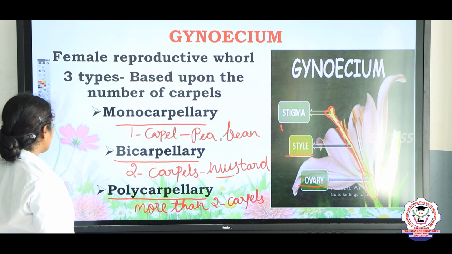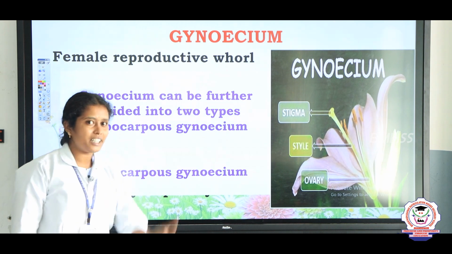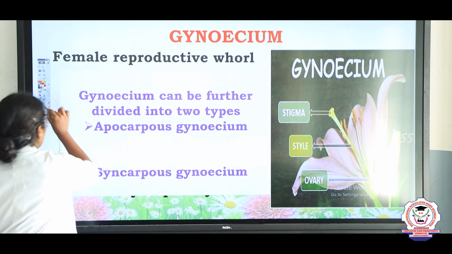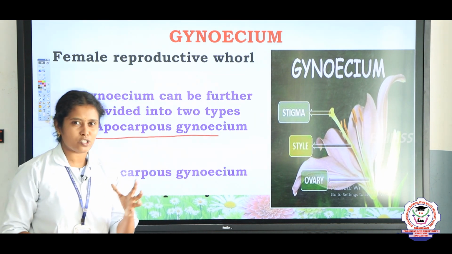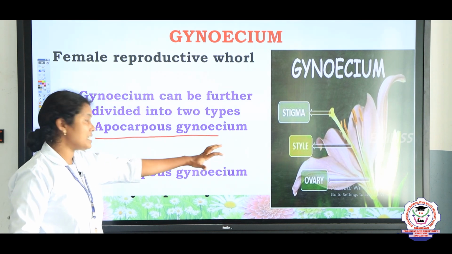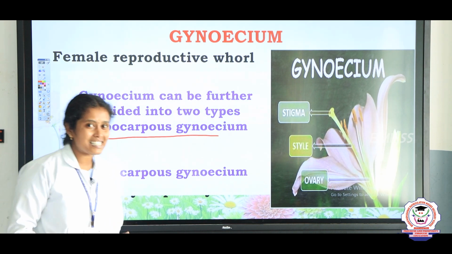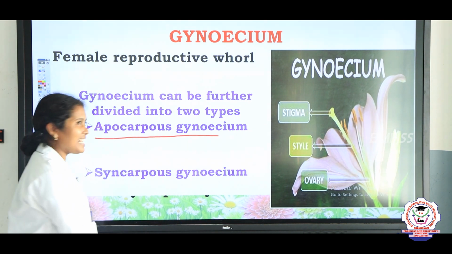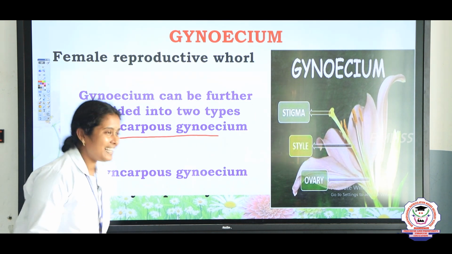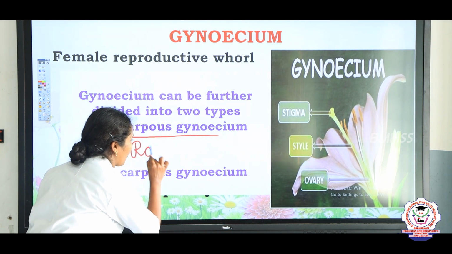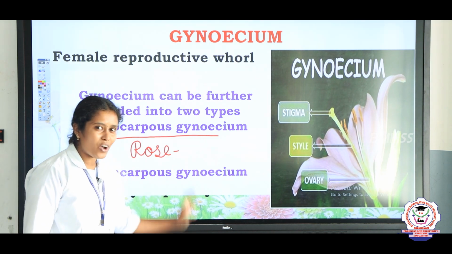Let's see about the further division. See here, the gynoecium is further divided into two types. The first one, apocarpous. What is it? In the case of apocarpous gynoecium, the carpels are free in nature. What is the example? In the case of apocarpous gynoecium, the example is rose. Yes, rose is the example of apocarpous gynoecium.